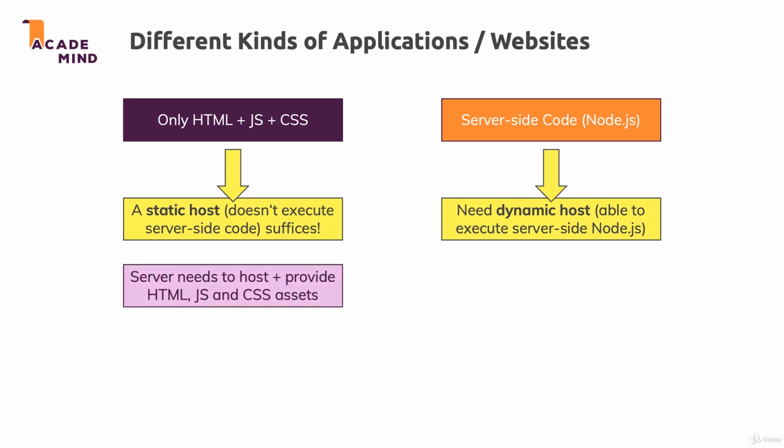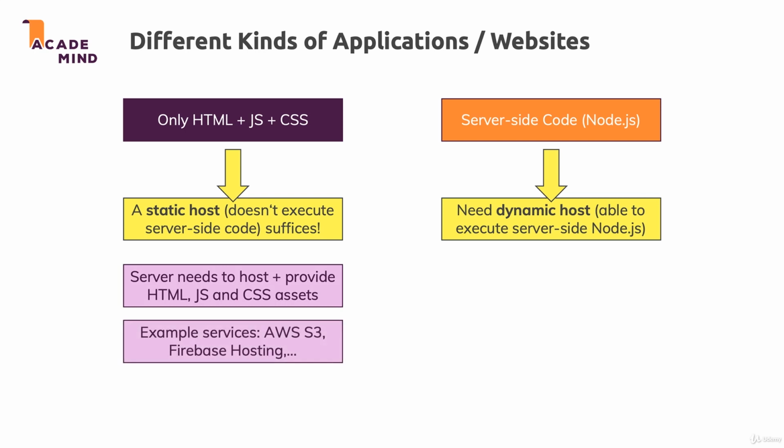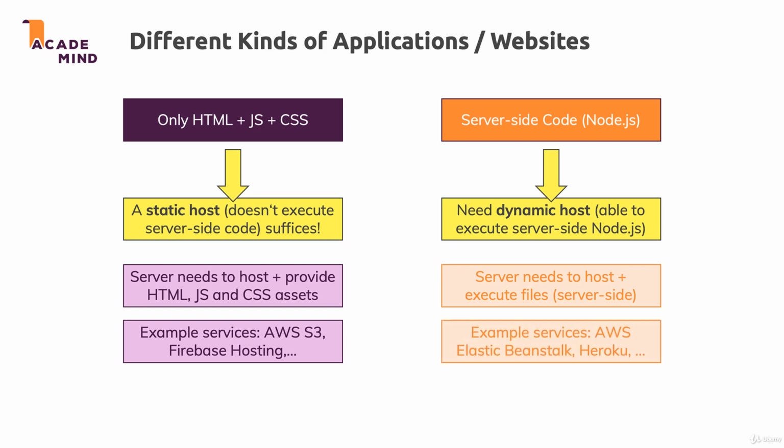So these are the two options: a server that just needs to host and provide these static assets. Example hosting services would be S3 by AWS, so by Amazon Web Services, Firebase hosting, and many more. If you Google for static web host and so on, you will find plenty of results. In the right scenario, we need a server which is able to execute our files or our scripts on the server, our server-side scripts at least, and example services would be AWS Elastic Beanstalk, which is a service by Amazon Web Services, Heroku, and again, other services as well. Now, this is the overview. We'll have a look at both approaches in this module.